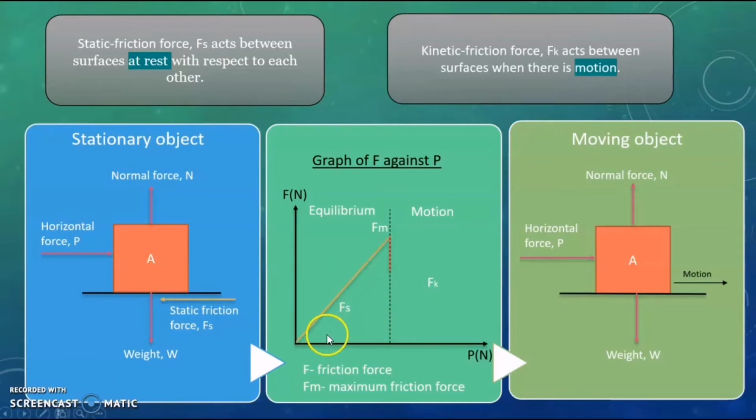So in this graph, we can see that when P increases, the friction force increases until it reaches a maximum friction force. So when P becomes great enough to overcome the maximum friction force, at this point, the object will start moving. As a result, there will be a force acting opposite to the motion of the object, and this force is known as the kinetic friction force.